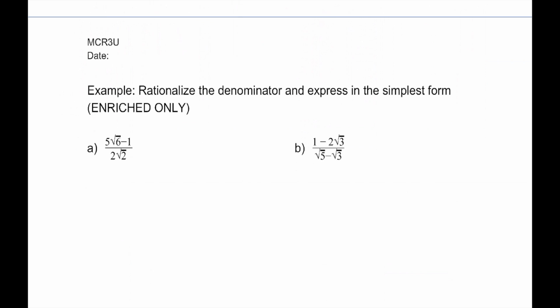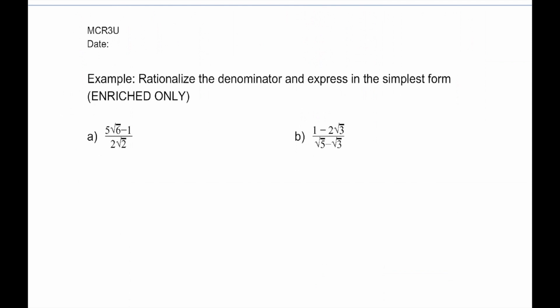So just for those who are interested in rationalizing the denominator, what that means. In proper form, we never want a radical in our denominator. So ideally what we want to do is express our final simplified answer with no radicals in our denominator. So in these two examples, we have 5 root 6 minus 1 over 2 root 2. So here we'll talk about rationalizing the denominator.